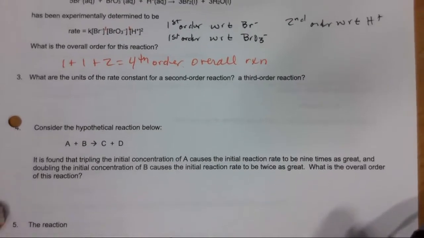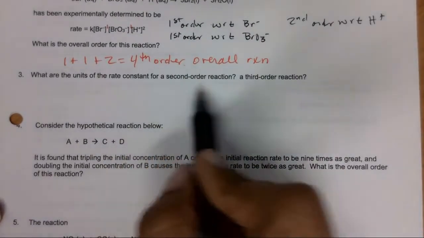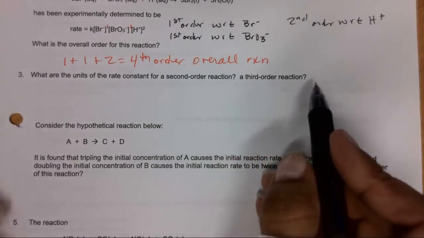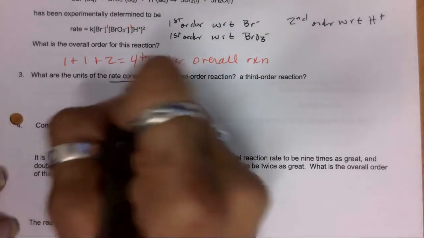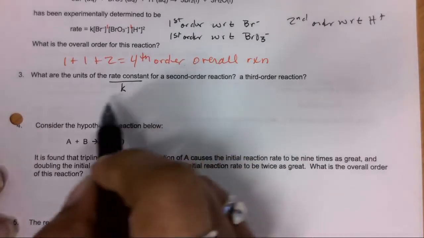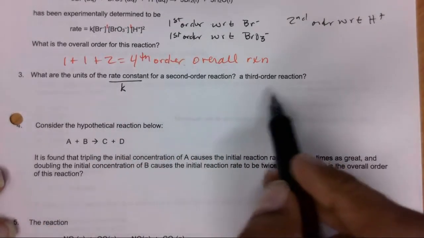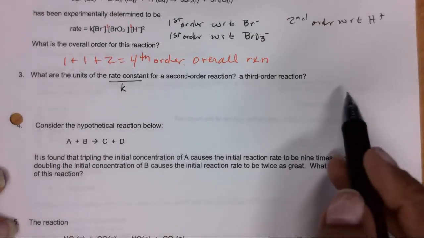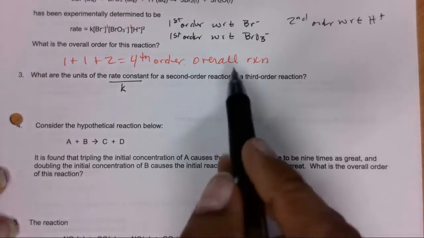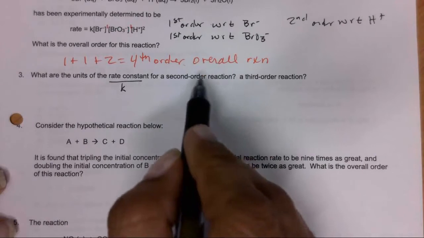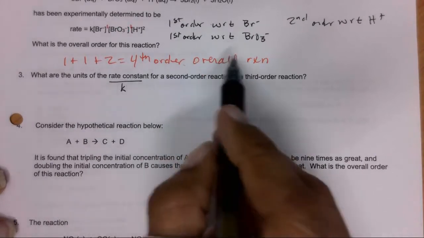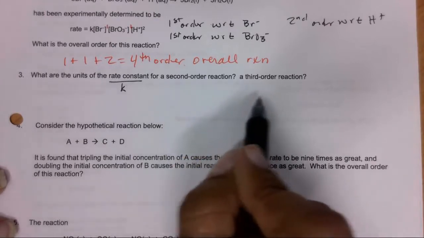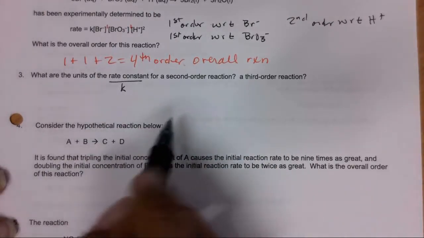All right. So what are the units of the rate constant for a second order reaction or a third order reaction? Well, first of all, what's the rate constant? Rate constant is K. And what did we say about the units of K when we were going through the lecture, right? We said that the units of the rate constant are whatever they need to be in order for rate to equal moles per liter per second. So you don't have to memorize this at all, okay?